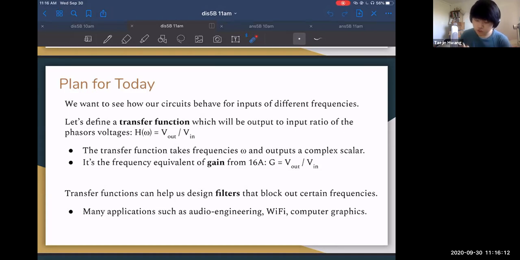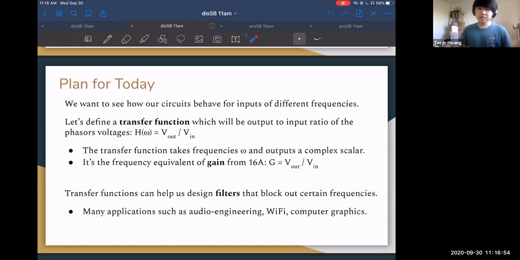And the transfer function, which is this ratio of the phasors V out and V in, is really what's going to let us do this. The transfer function is a function that maps a frequency omega to a complex number, which depends on omega. So it's a function. And I think if we look at more examples in the discussion, this might be a little bit more clear. Again, it takes frequencies omega and outputs a complex scalar. If you took 16A, you might remember gain as V out over V in. And this is really just the frequency analog of gain.